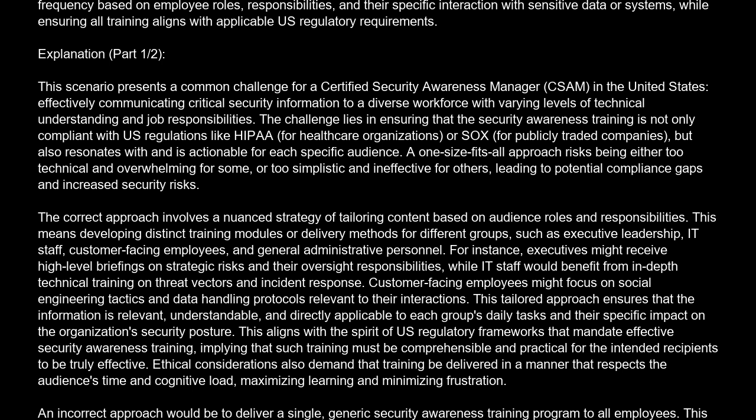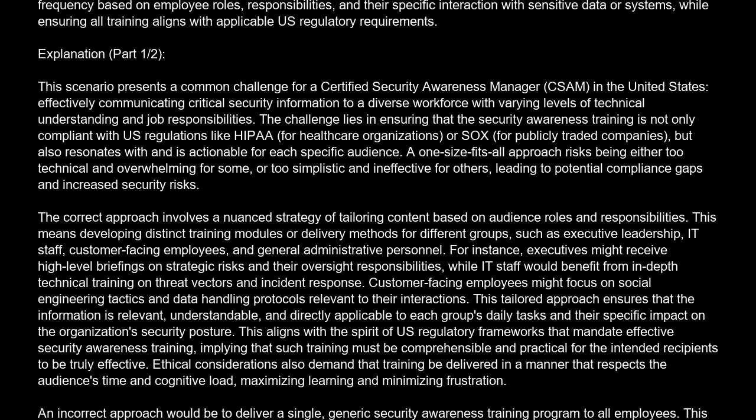regulatory frameworks that mandate effective security awareness training, implying that such training must be comprehensible and practical for the intended recipients to be truly effective. Ethical considerations also demand that training be delivered in a manner that respects the audience's time and cognitive load, maximizing learning and minimizing frustration.